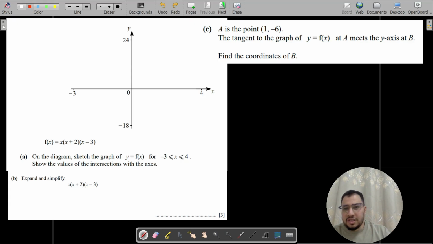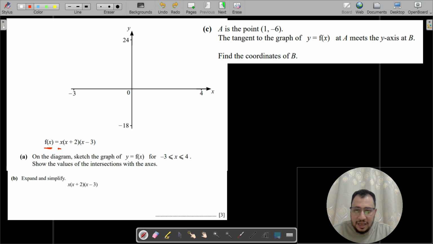Now let's start with this question. Here you have f of x is our function, and it's x multiplied by x plus 2 multiplied by x minus 3. You have to understand why it is written in this form over here. This form actually is very important when you graph it here.